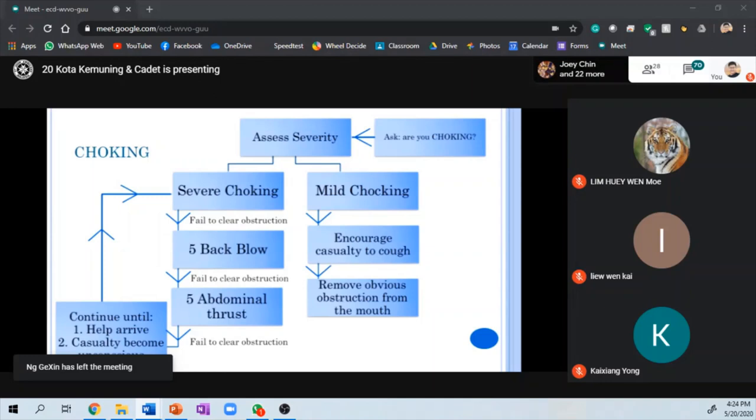Then you need to stay in position to support the casualty, and do the 5 back blows. When you do the 5 back blows on the casualty, just hit and off, hit and off, hit and off. Don't massage the casualty. Just hit and off. Do you understand? For the back blow part.